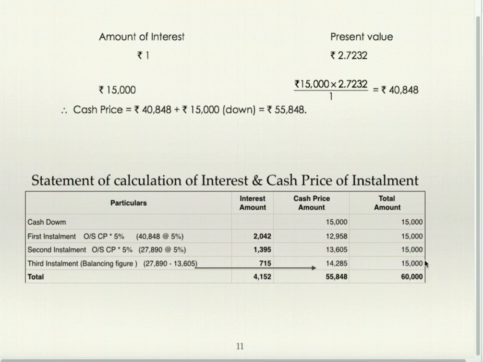Keep on doing this, then you will get the interest for all the installments. Or what you can do is start from the last installment. 15,000 is the installment. 15,000 divided by 105 into 5 is interest. Then installment minus interest will be cash price. Then 14,285 plus 15,000 divided by 105 into 5 will be the interest. 15,000 minus this will be cash price. So you can do it this way also.